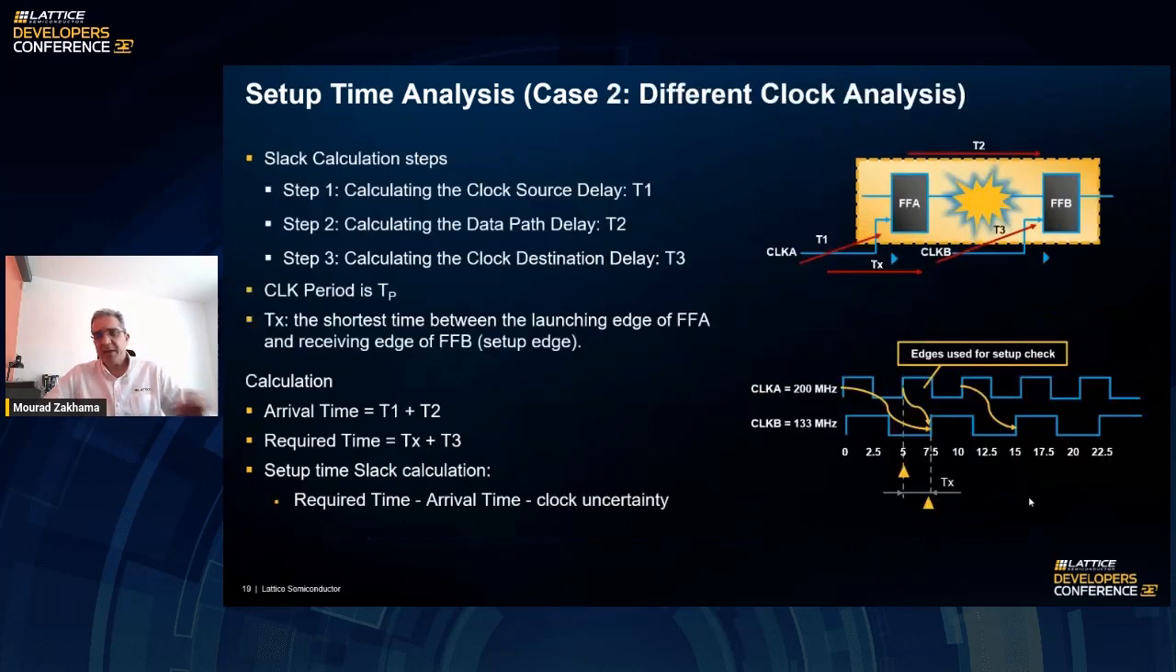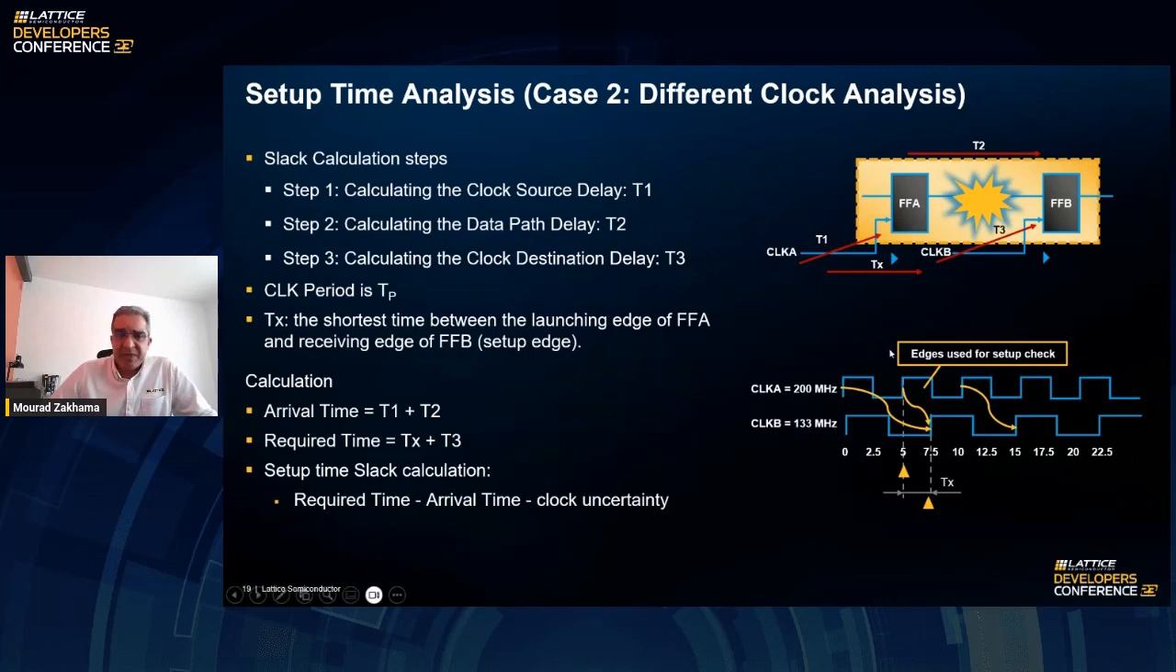So let's take a more complex example where we have two clock domains. Let's say we have a 200 megahertz clock domain and a 133 megahertz clock domain. You can see the timing axis with the different nanosecond timings of the different edges that you will have in your design. So how are we going to go through the timing analysis for this case?